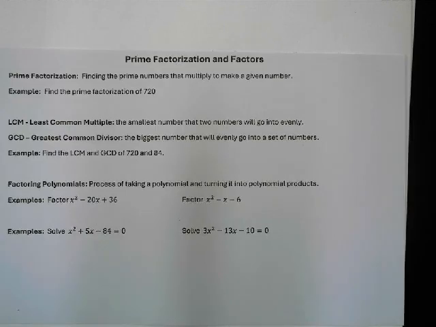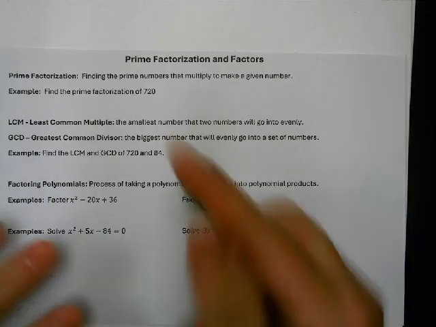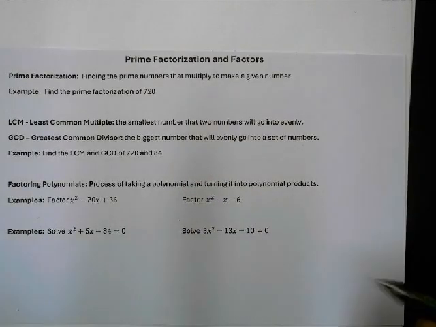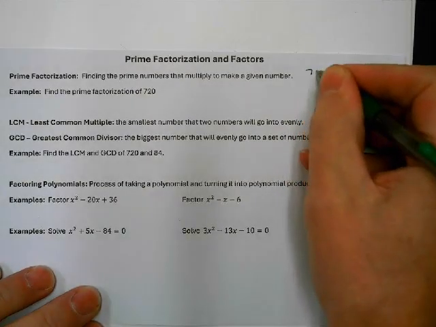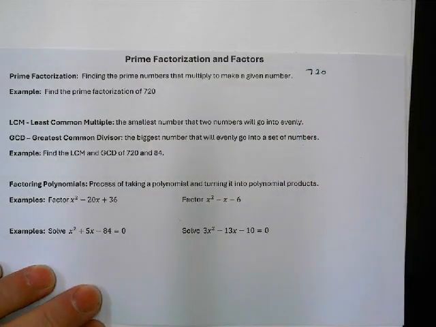So let's talk about prime factorization. Prime factorization is where you find all the prime numbers that multiply to give you a certain number. The word factor means multiple, right? So for instance, we've got the prime factorization of 720. We want to find all of the prime numbers that will give us 720.